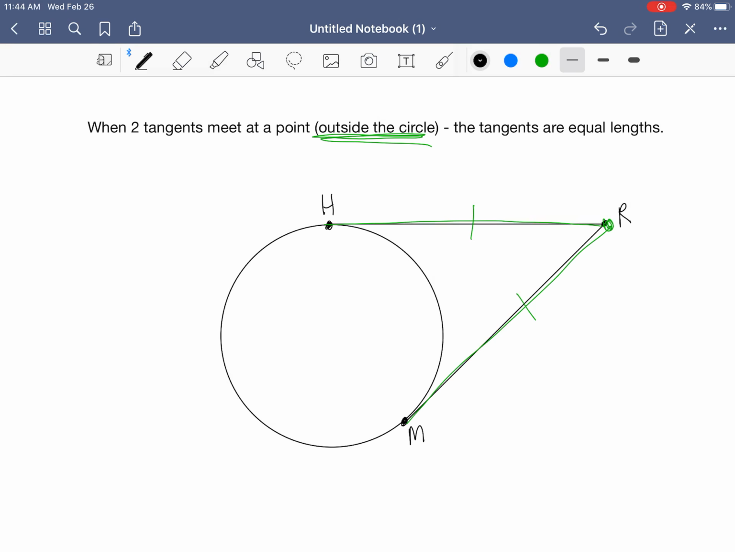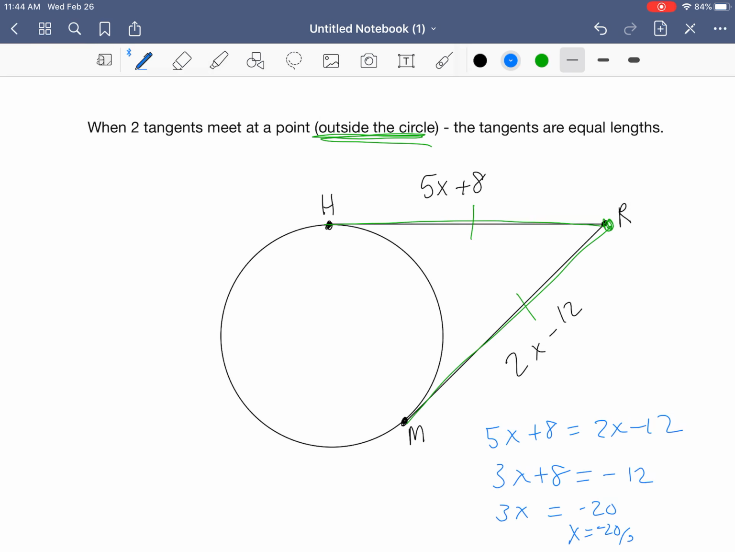So this would be handy if I gave you something on your equation. For example, 5x plus 8 was HR and 2x minus 12 was MR. If I asked you to solve for x, then all you'd have to do is set those two equations equal to each other and solve. So I would subtract 2x over to the other side and then subtract 8, which would get us negative 20, and then we could divide by 3, which would get us negative 20 thirds.